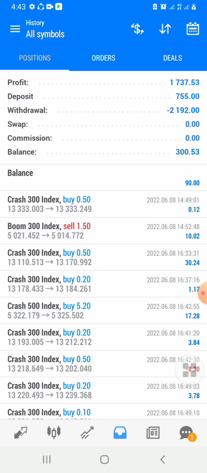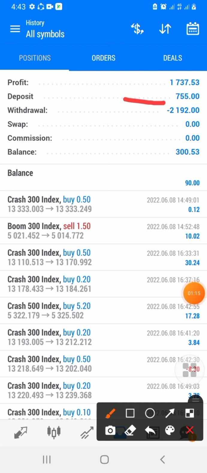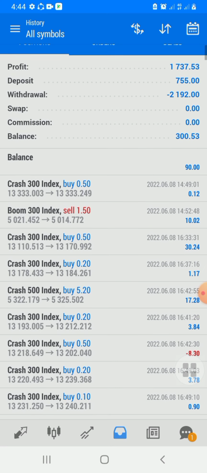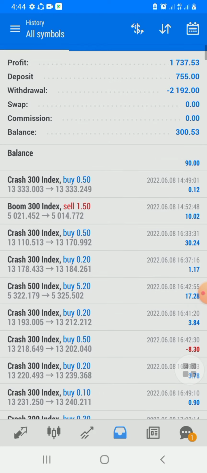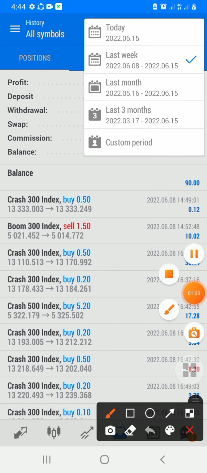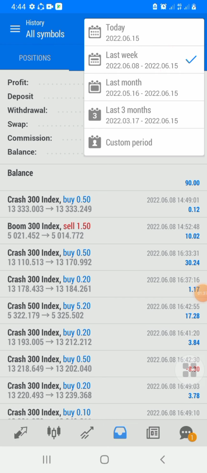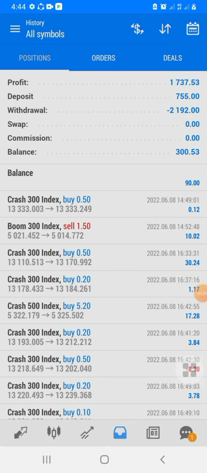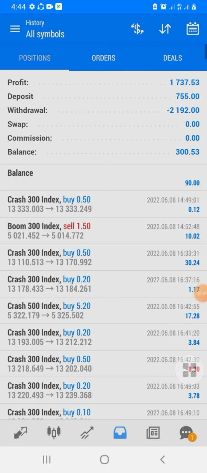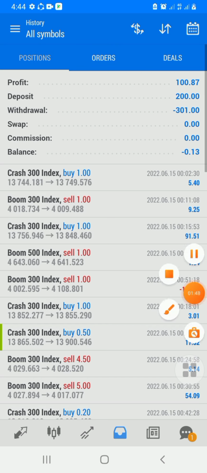This balance you are seeing here is not the actual deposit. The deposit is $100, but at some point when I withdraw, I still fund it again. That's why you are seeing it as if the initial funding is $100. This is last week's trade on a $100 account, and we are able to generate $1,700 on it.